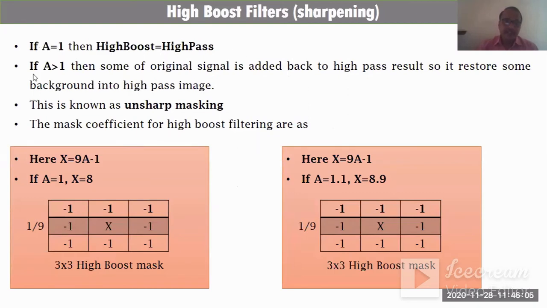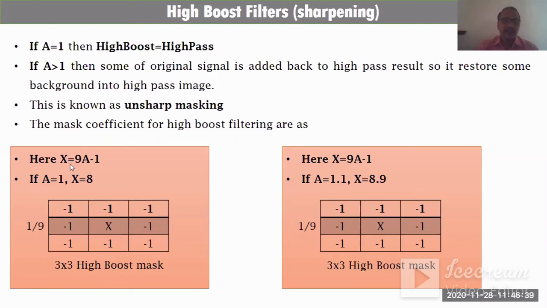Then in that situation if A is greater than 1, some of the original signal is added back to the high pass result, so it can restore some sort of the background. Means the value of A must be greater than 1. If the value of A is equal to 1 it is nothing but high pass filter. So this is known as unsharp masking. So this is also known as unsharp masking. So in this unsharp masking, the mask coefficient of the high boost filter is shown here.